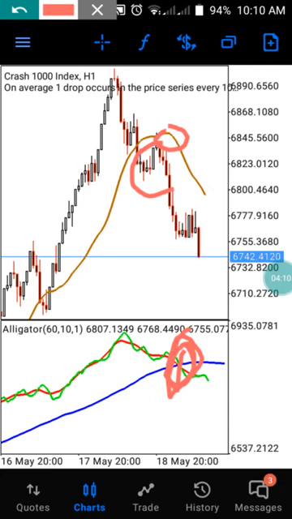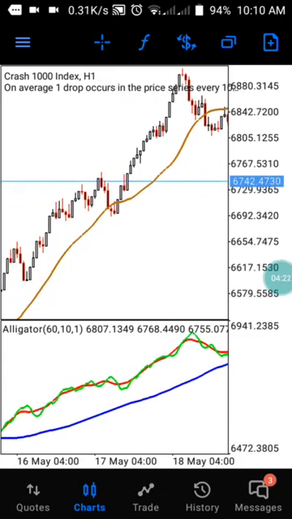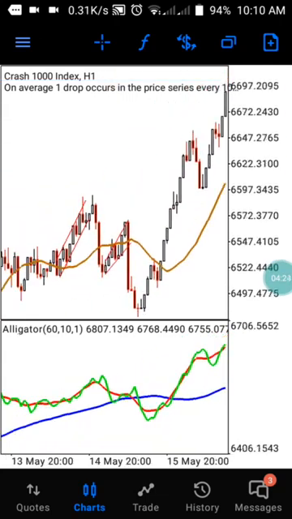Now you are safe to enter a spike entry, because you can see it keeps on giving us a downtrend. So that's how it works. Let me show you some examples that you also need to understand.